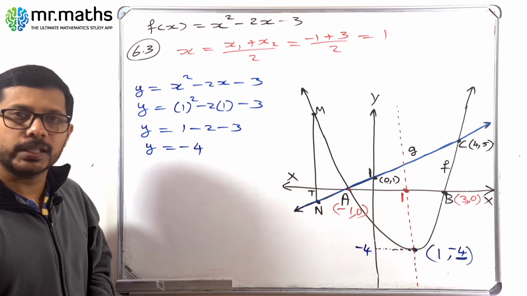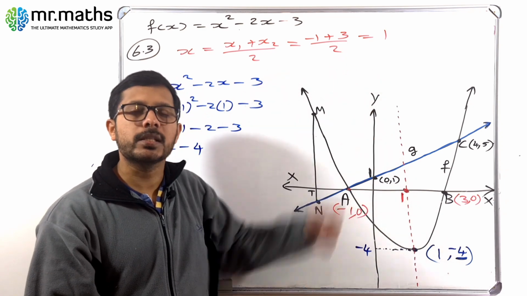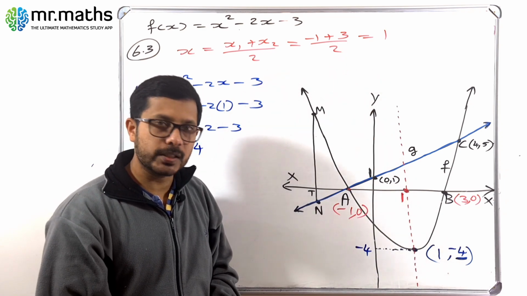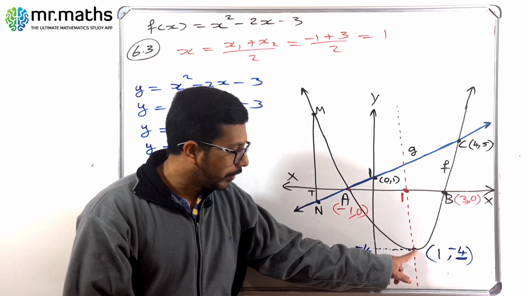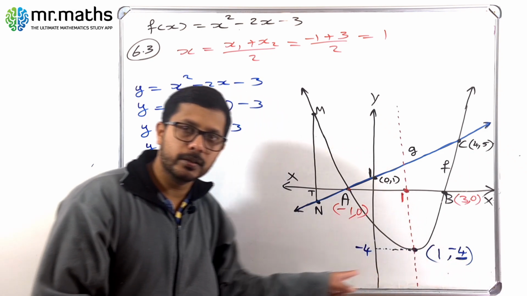Now we can say that when y is greater than minus 4, that is the range. Why can we say like that? Because when the value of y is less than minus 4, you can't find any graph there. Am I right?